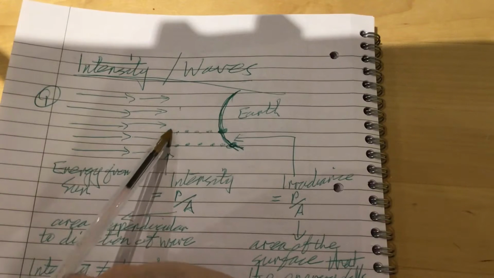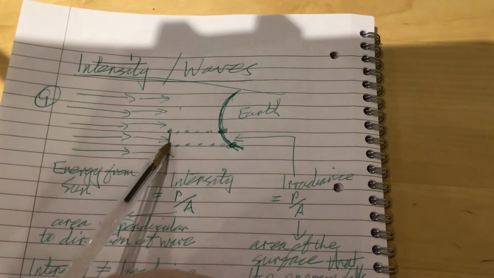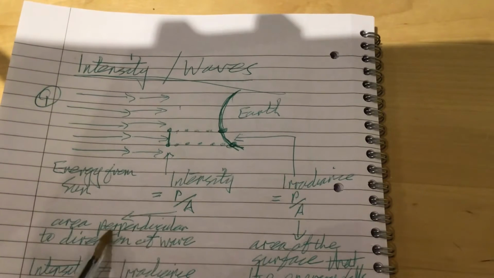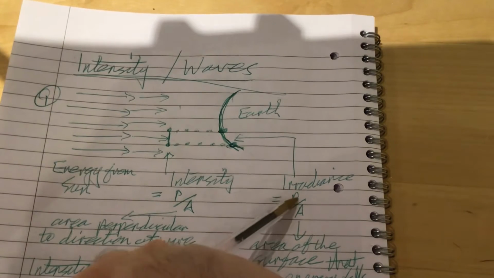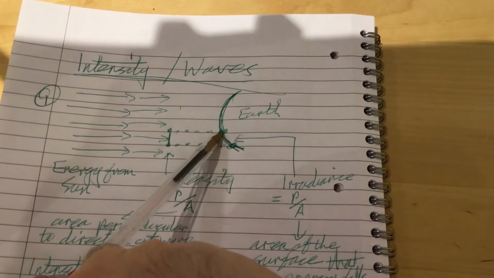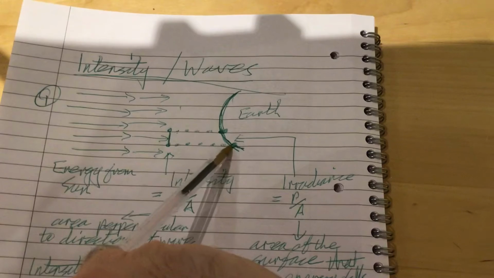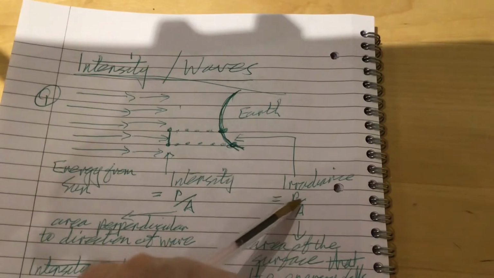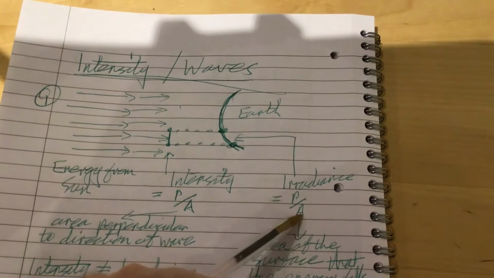Intensity is defined as the power passing through a given area, but the area is perpendicular to the direction that the wave is travelling. Irradiance is again power over area, but it's the area that the power, the energy per unit time, is landing on the surface.